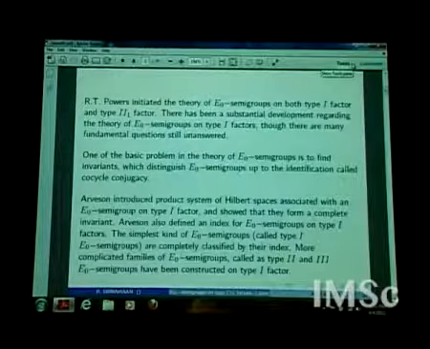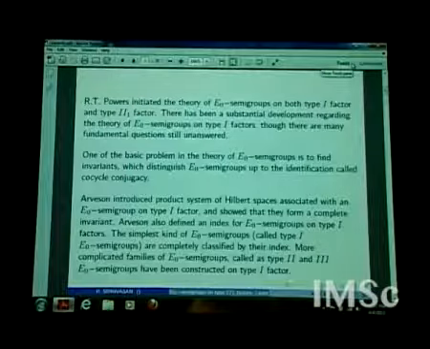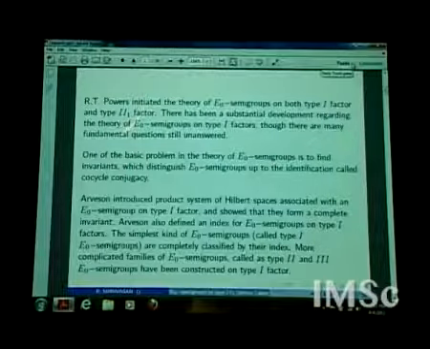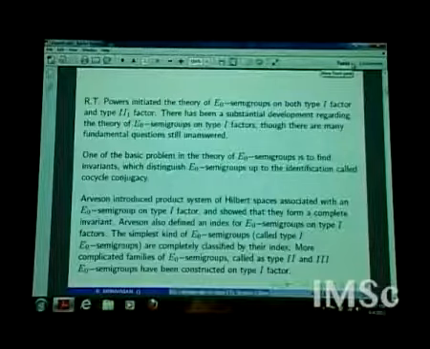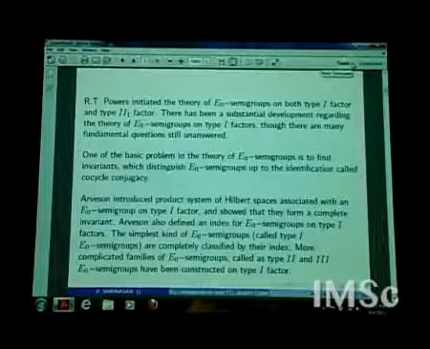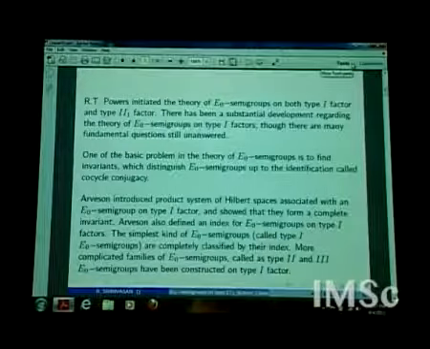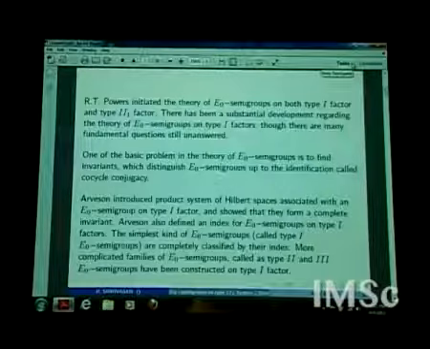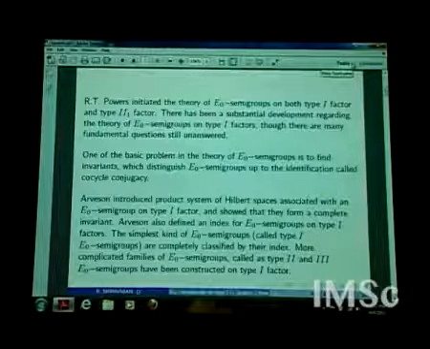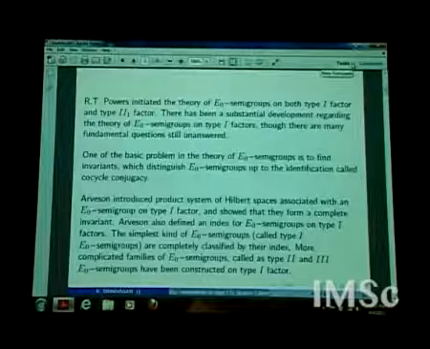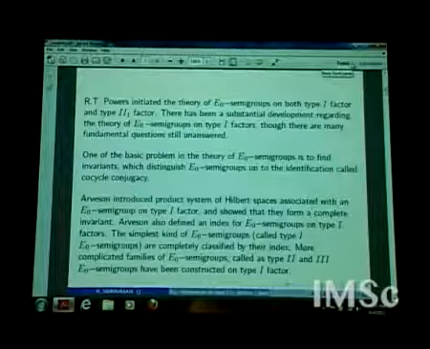It's R.T. Powers who initiated this theory of E0 semigroups on both type 1 factors and type 2-1 factors. His first paper is titled Index for Semigroup of Endomorphism on B of H, where B of H means a type 1 factor. But then there has been a lot of development on the theory of E0 semigroups on type 1 factors, which is B of H, all bounded operators on a Hilbert space.